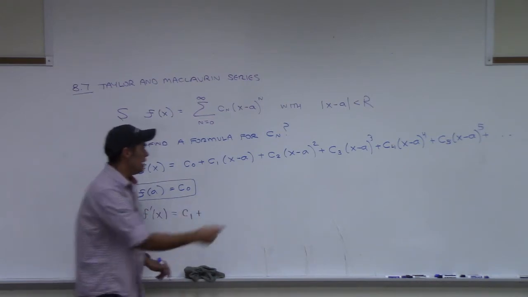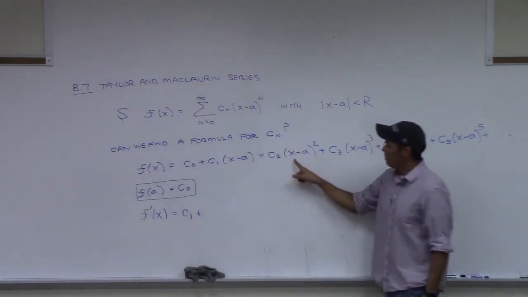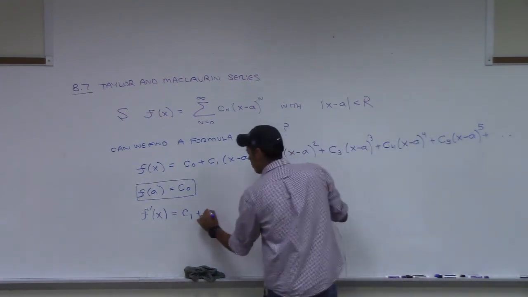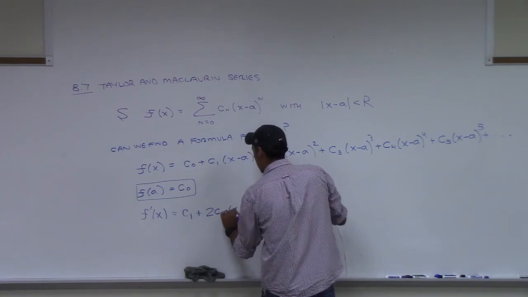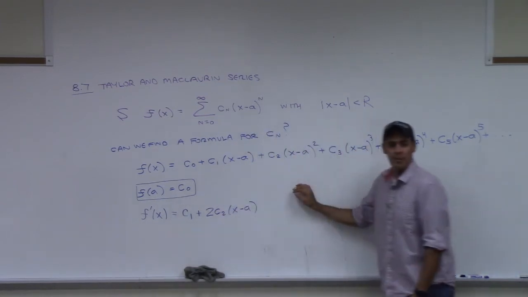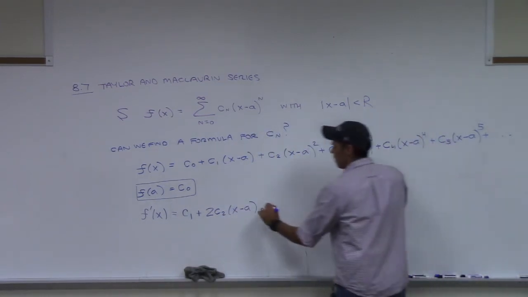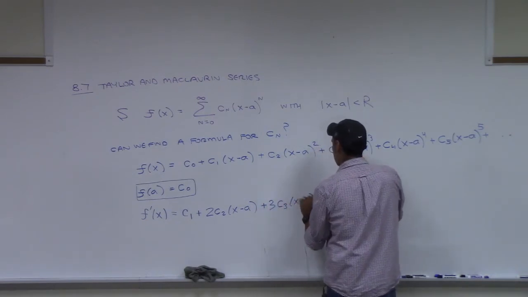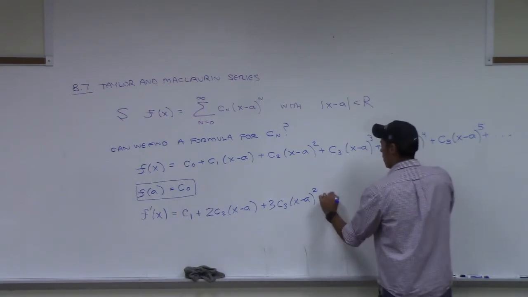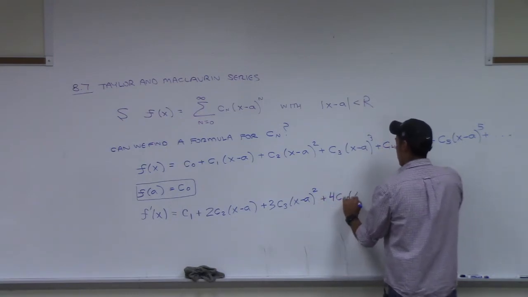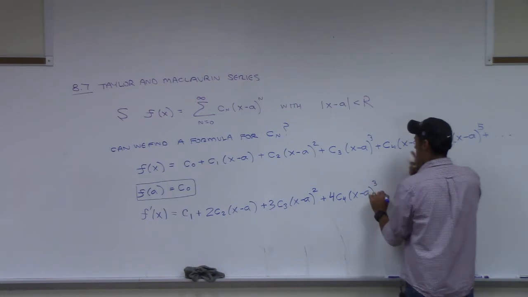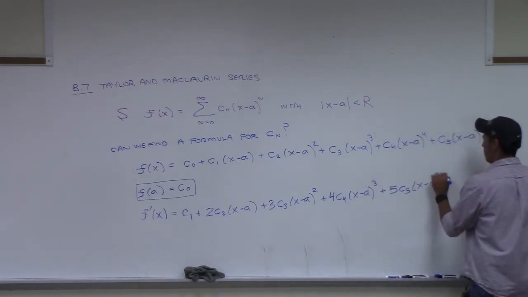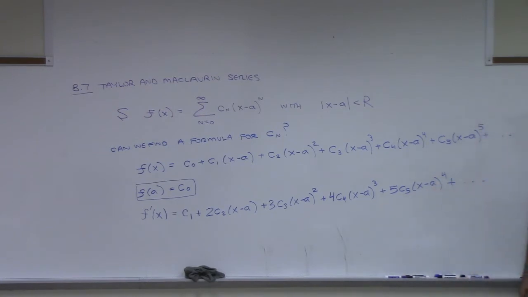Plus, now, what about the derivative of this piece? So 2 comes out, right? 2 c sub 2 x minus a, right? What about the derivative of this one? 3 comes out, c sub 3 x minus a squared. This one, 4c sub 4 x minus a to the third plus 5c sub 5 x minus a to the fourth plus, and we continue that, right?